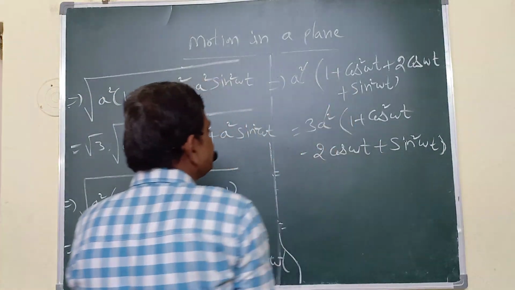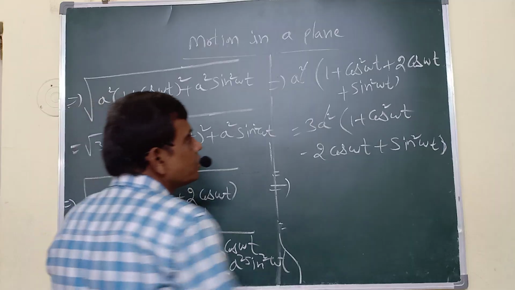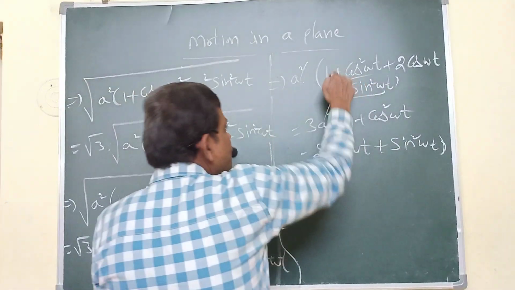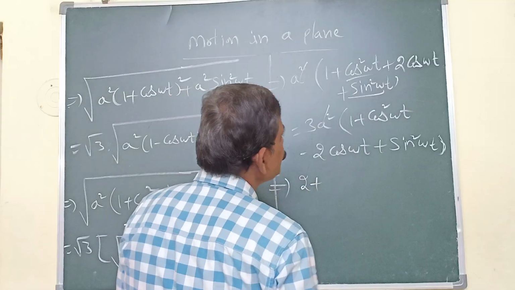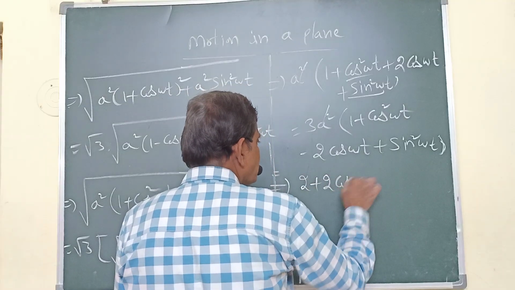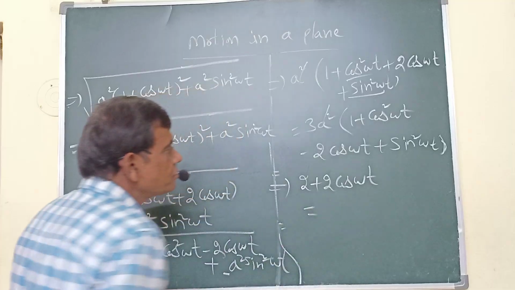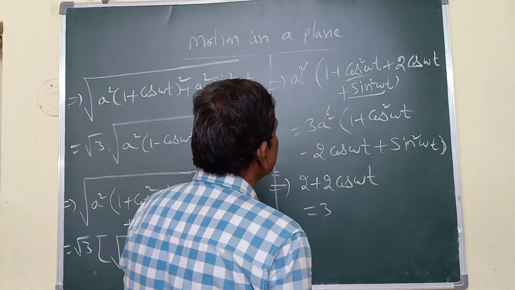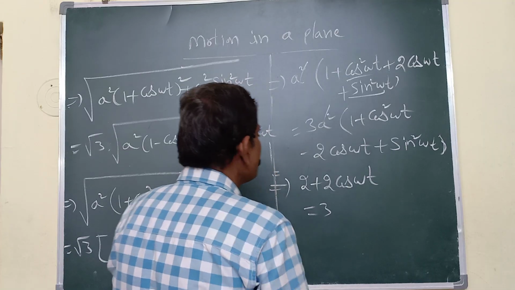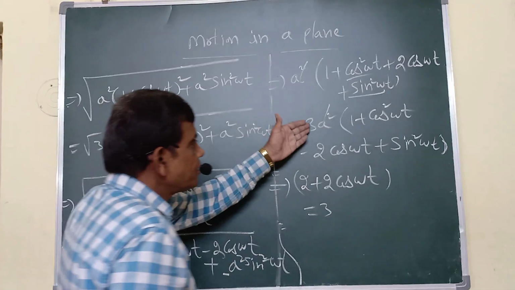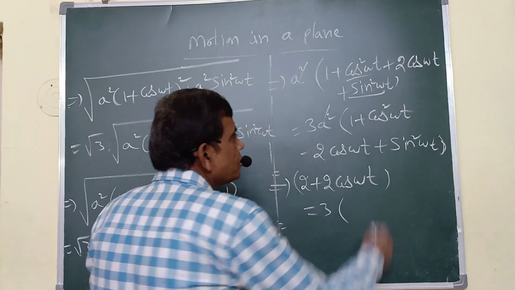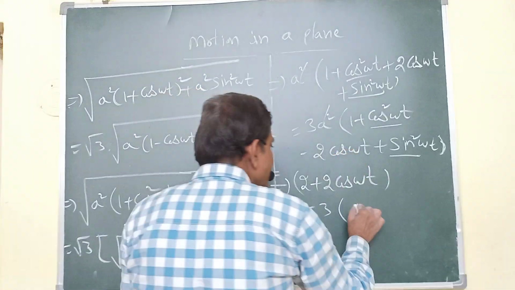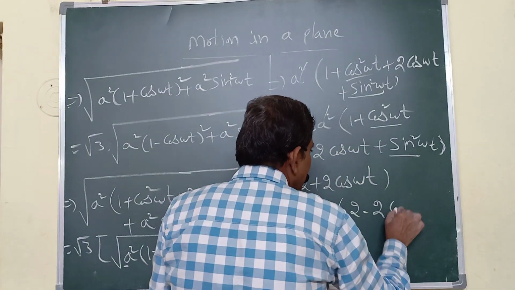Now A square cancels. This implies sin square omega t plus cos square omega t. Sin square theta plus cos square theta is 1. That 1 plus 1 again 2, plus 2 cos omega t, that equals 3 into two minus 2 cos omega t. On the LHS, same thing: sin square omega t plus cos square omega t is 1, 1 plus 1 is 2.